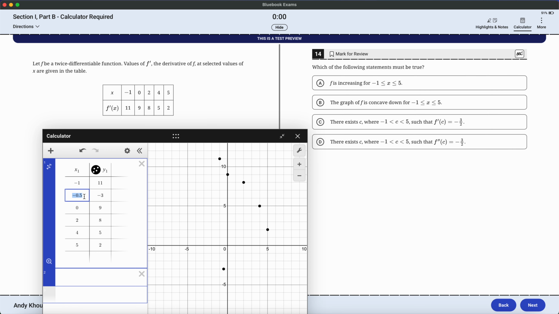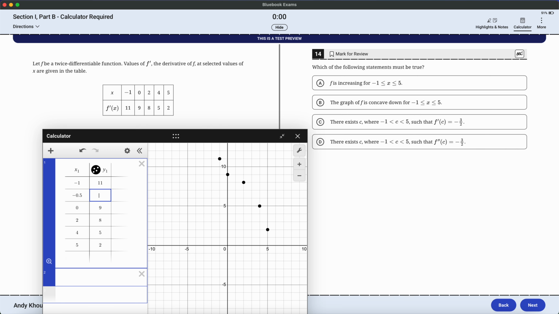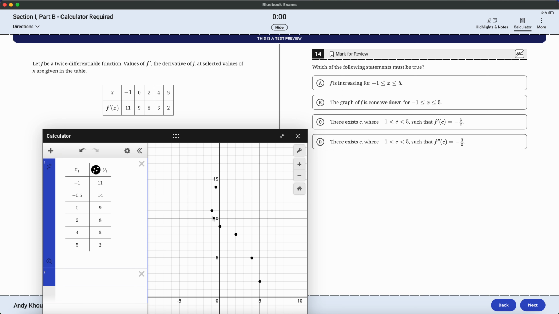Same thing with part B. Whenever it's talking about the graph of f being concave down for 1 to 5, this tells me that my derivative is decreasing. Once again, it looks like my derivative is decreasing. Yes. However, once again, if I say something like -0.5, and this is 14, we are increasing, and then we are decreasing. So then that's not going to help us. So B isn't going to work.